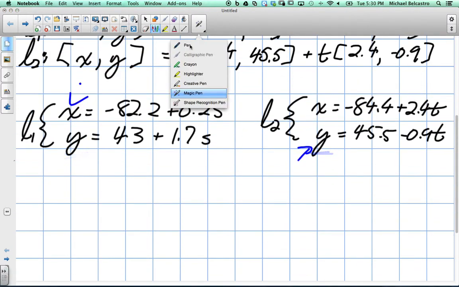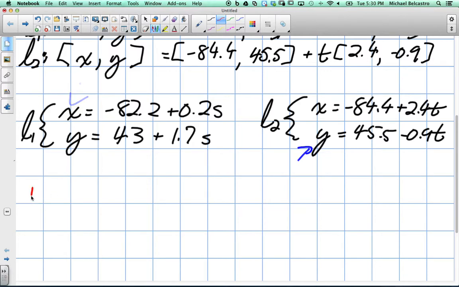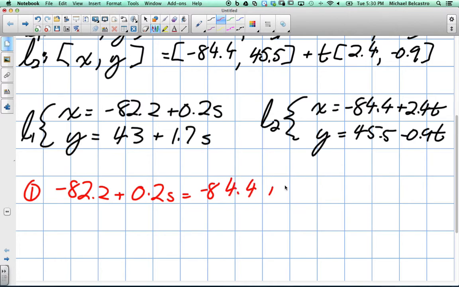So we'll build our first equation in red. That'll be the x's. Equation 1 reads negative 82.2 plus 0.2s equals, and we'll take the other side, negative 84.4 plus 2.4t. Okay, so here's our equation 1. And we can simplify this, right? Same idea, we'll put the constants on one side and all the variables on the other. So I'll keep the variables to the left, 0.2s minus 2.4t is equal to the difference between those two, which I think will be negative 2.2.